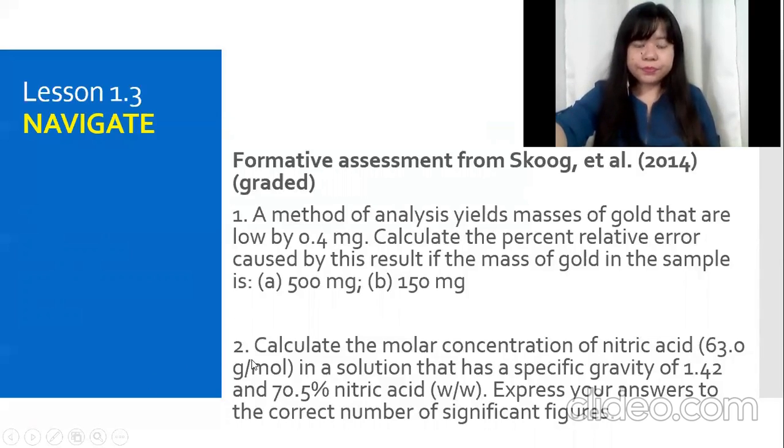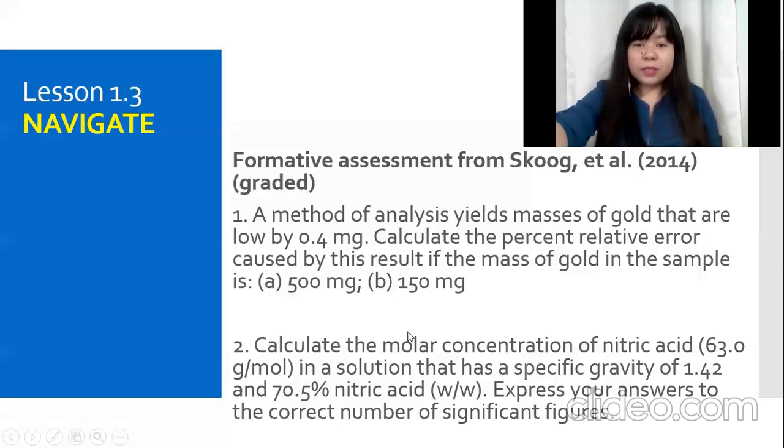Number 2, calculate the molar concentration of nitric acid in a solution that has a specific gravity of 1.42 and 70.5% nitric acid. Express your answers to the correct number of significant figures. The purpose of this problem is simply to have you practice reporting the correct number of significant figures. Nevertheless, at your level, you should have no trouble doing this, but to give you a refresher of what you are supposed to do for this problem.